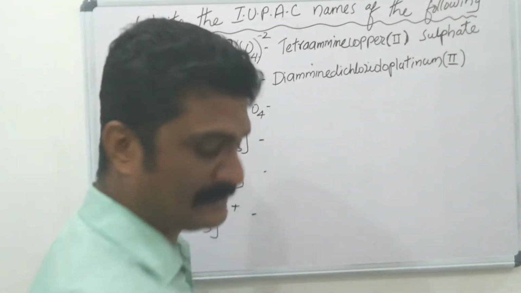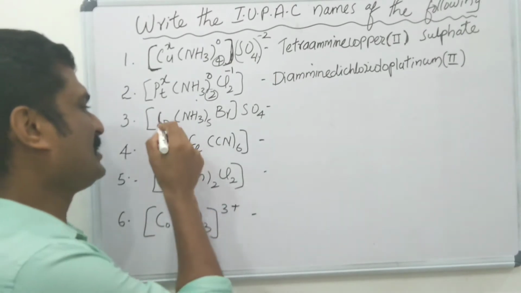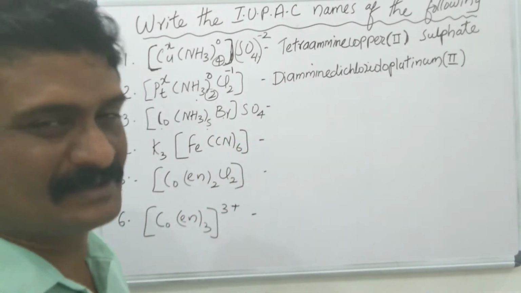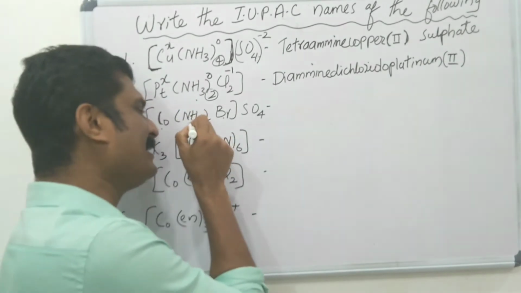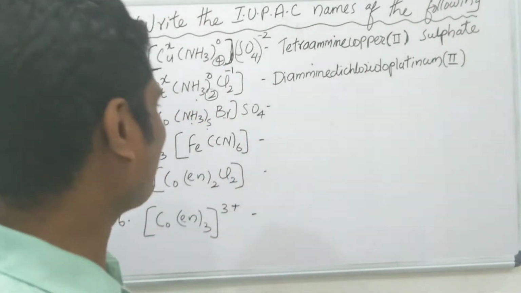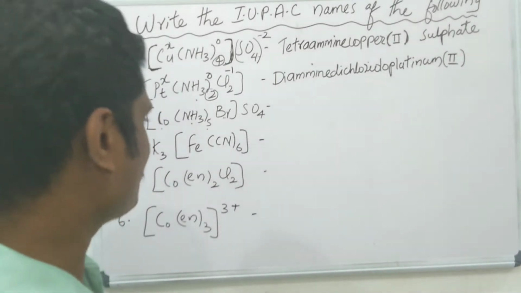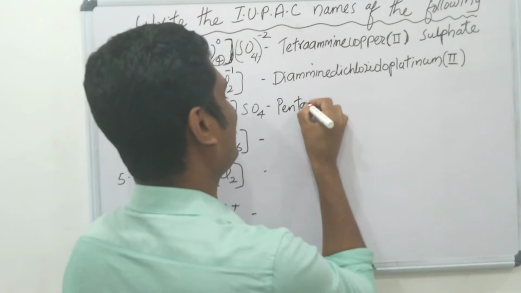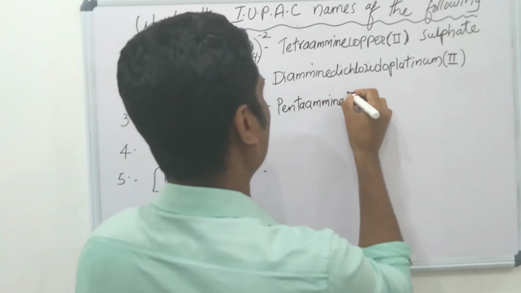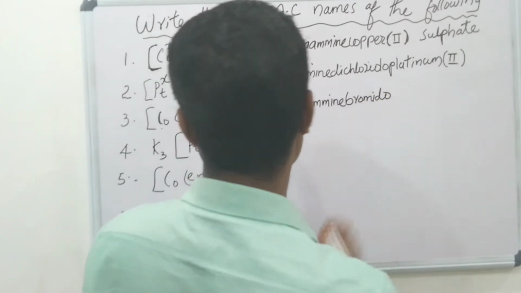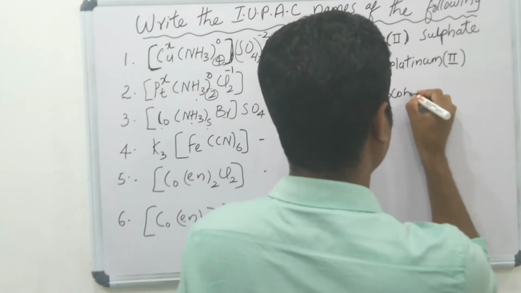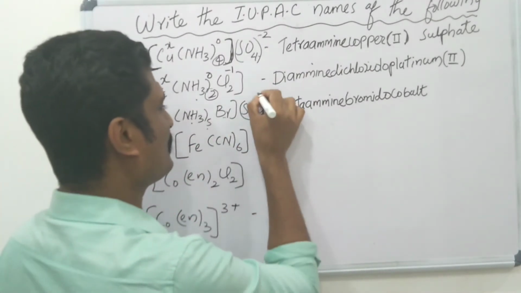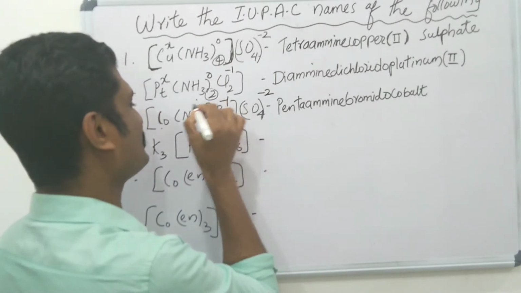Yes, the next complex: [Co(NH3)5Br]SO4. Here the coordination entity acts as the positive part, so it is named first. Ammine and bromido are attached to the central atom. Ammine comes first in alphabetical order. 5 ammine, so the prefix is penta: pentaammine. Bromido. The central metal is cobalt. Pentaamminebromidocobalt. Now the oxidation number of cobalt: SO4 is -2, Br is -1, NH3 is 0.